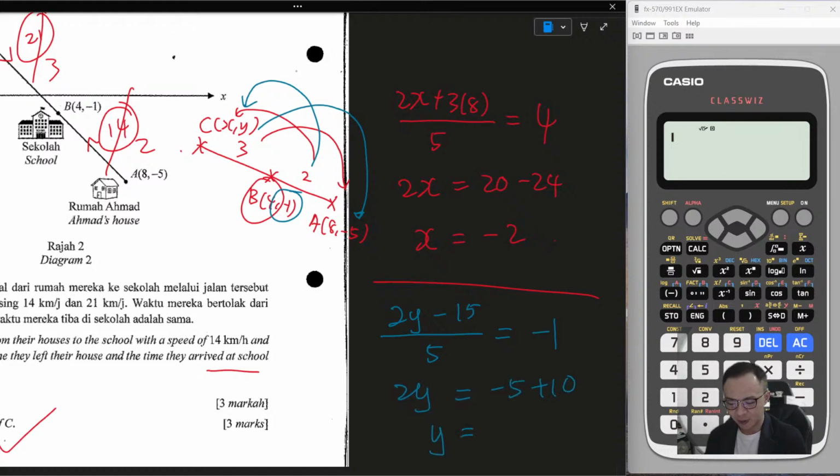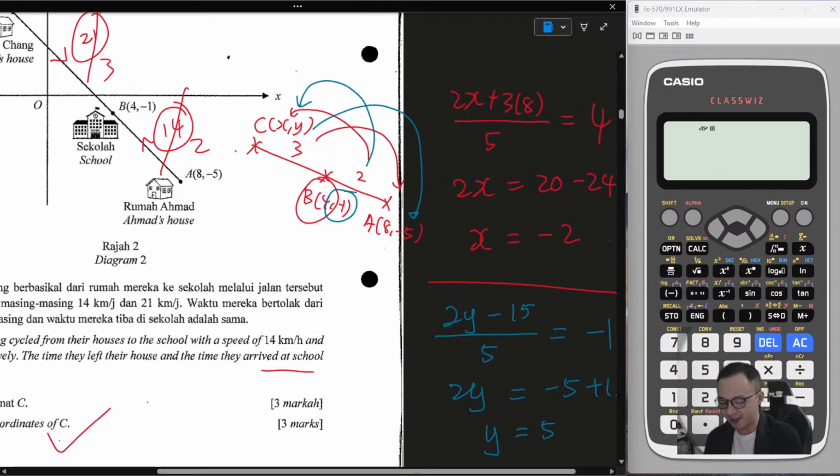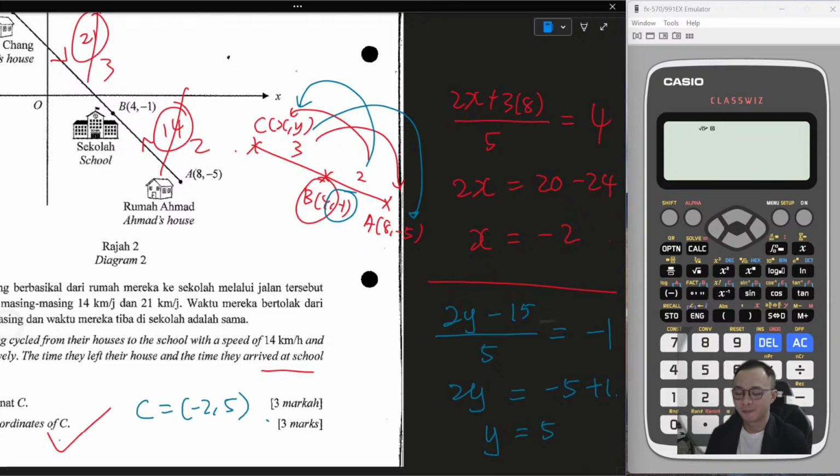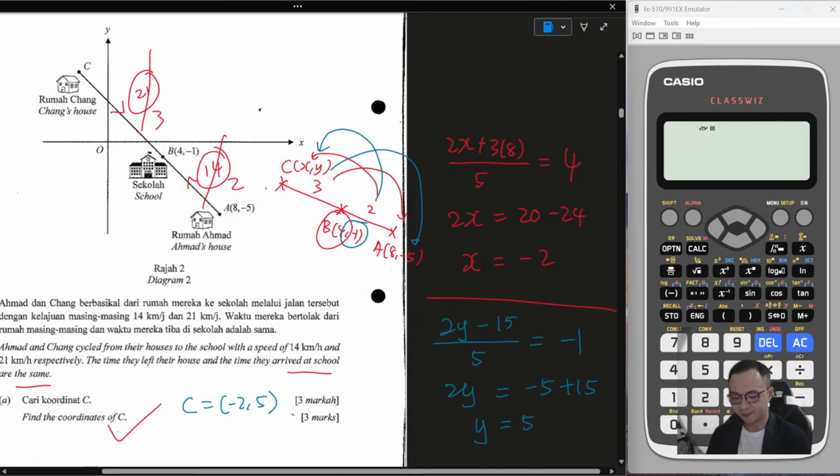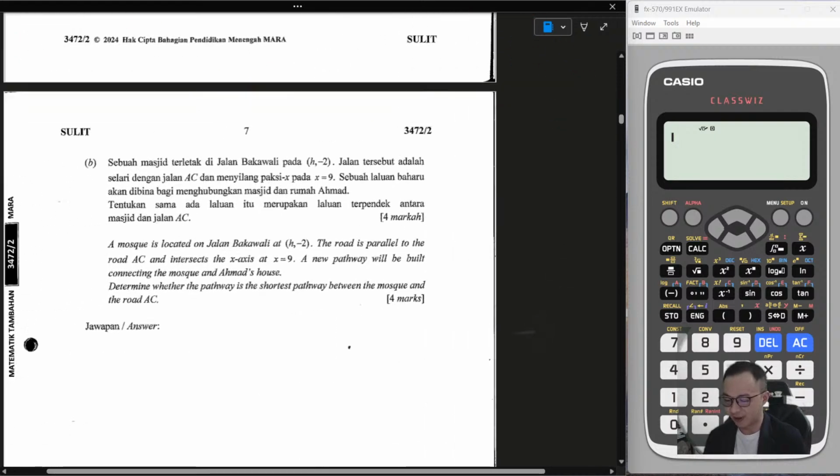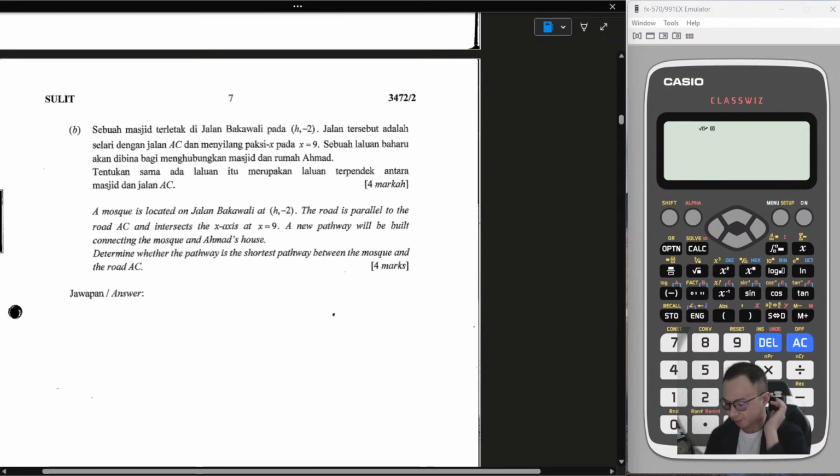Plus 15, then equals to 10. Then y is equal to 5. So that we can get coordinate C easily. Coordinate C is negative 2 and 5. Okay, it's a ratio question. So as long as you get it, it shouldn't be too difficult.